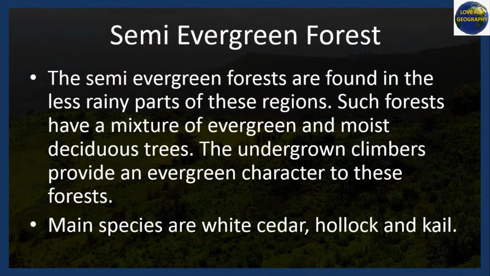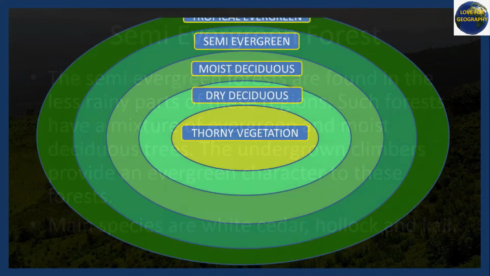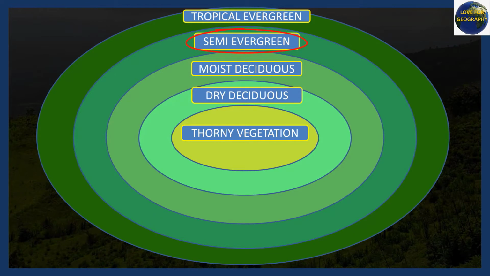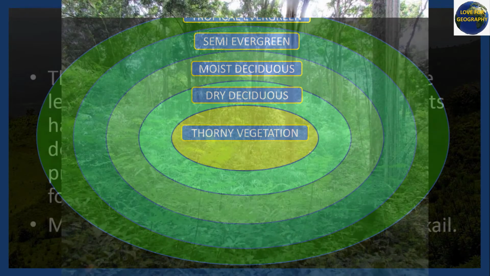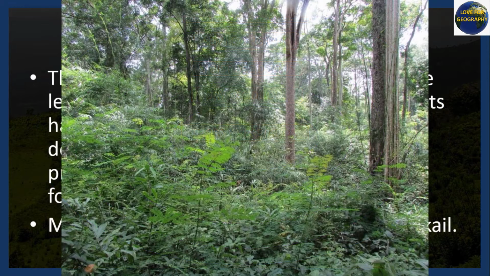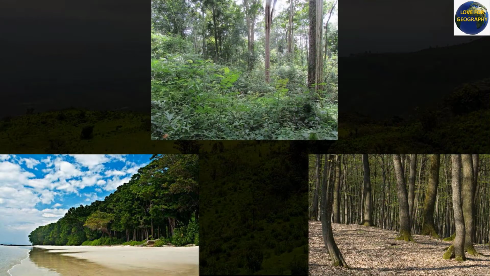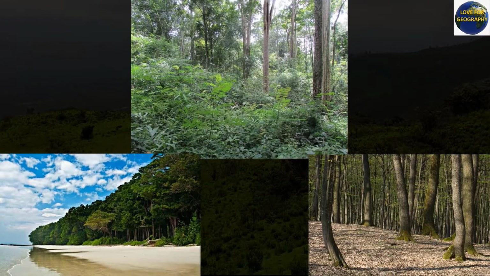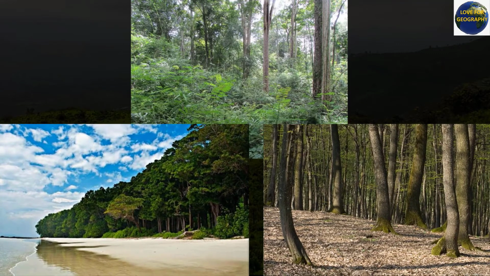The semi-evergreen forests are found in the less rainy parts of these regions. Such forests have a mixture of evergreen and moist deciduous trees. So we can say semi-evergreen forests are comparatively drier areas. This forest represents the transition from wet evergreen to deciduous forest.